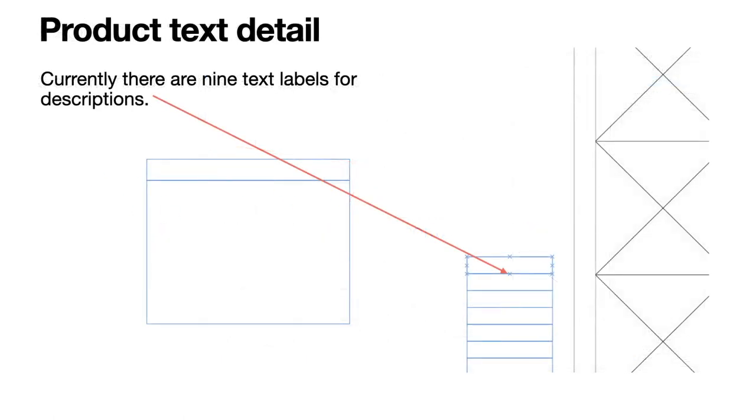Now the product text detail, currently there are 9 text labels for descriptions, and although that is way out of scale there, that doesn't matter, I'm showing you where they were. And you can type them in there, that's product, welcome page A, just type your descriptions in there, 1, 2, 3, 4, 5, 6, 7, 8, 9. And they'll be related no matter how your page is formatted, whichever master page is in control.